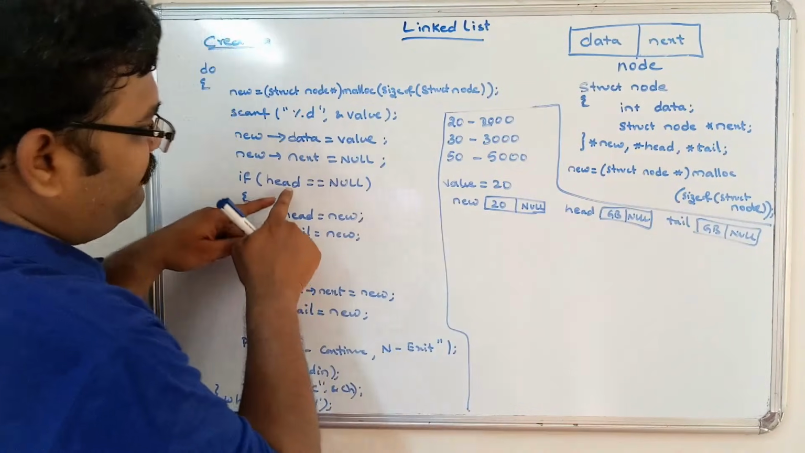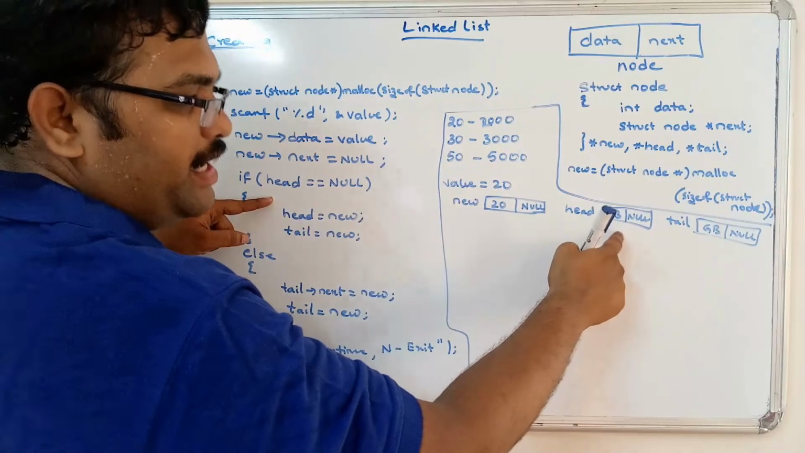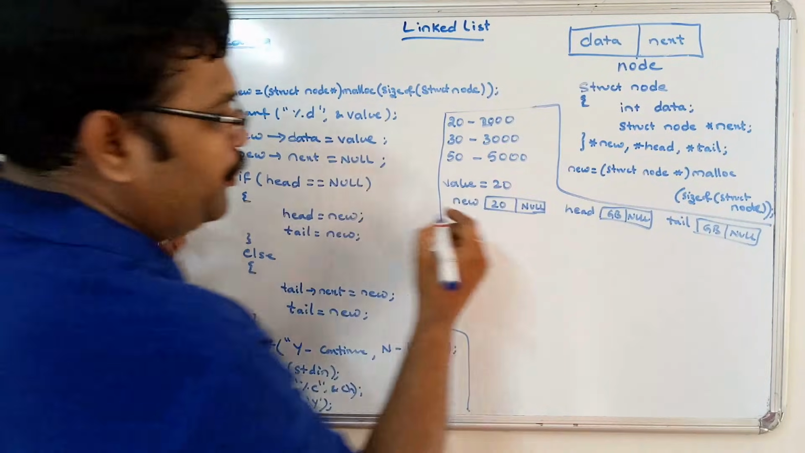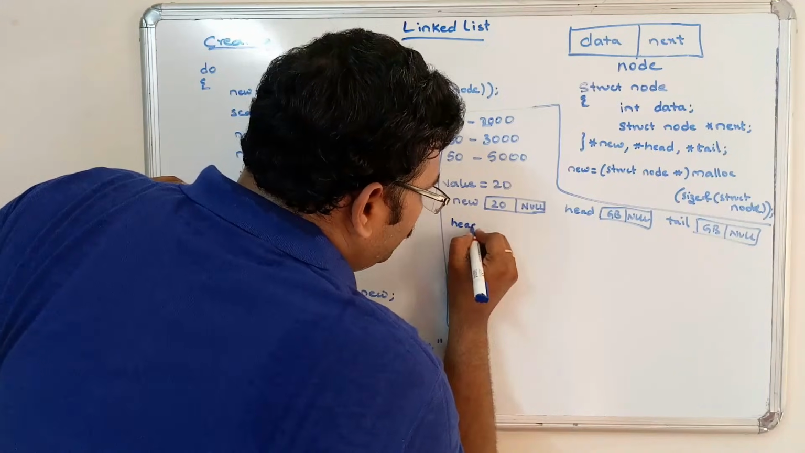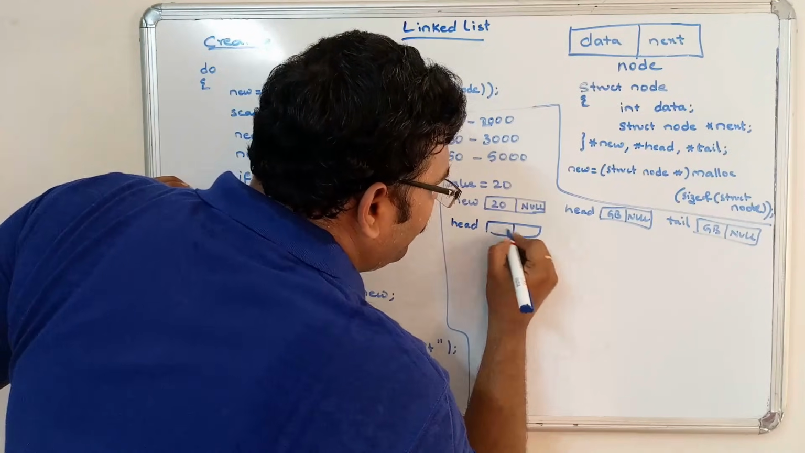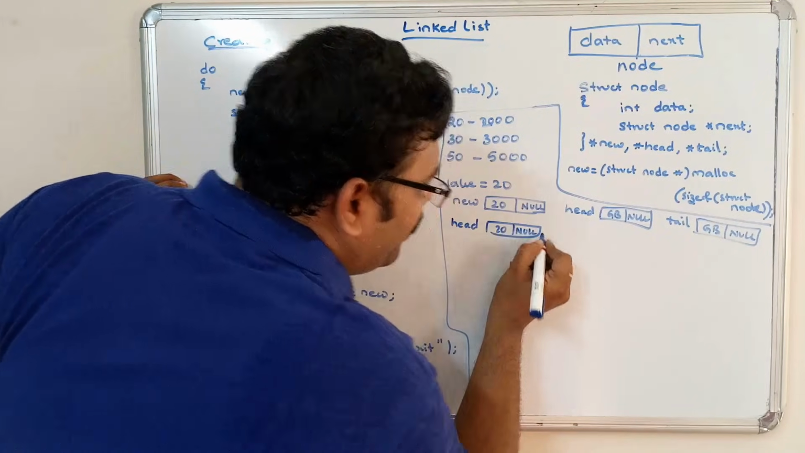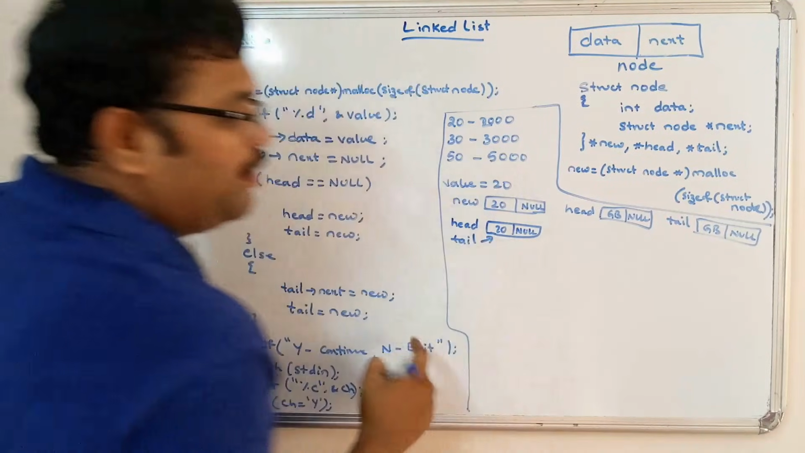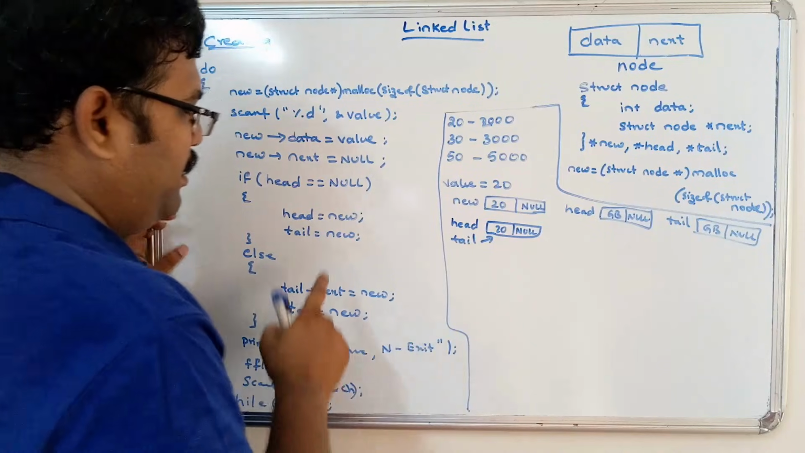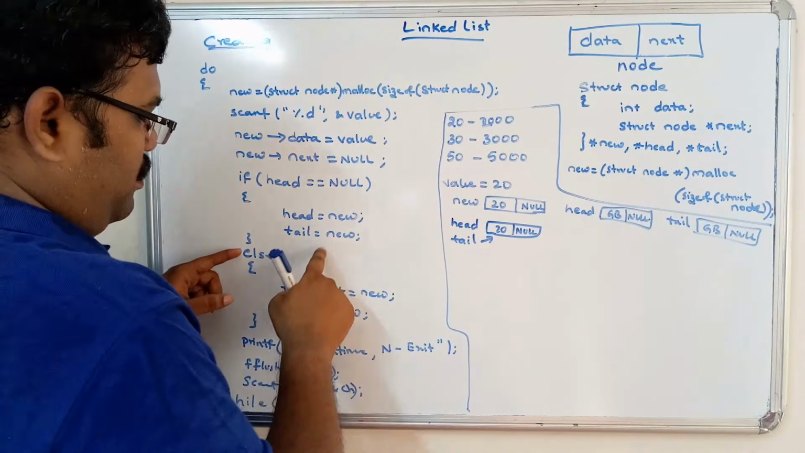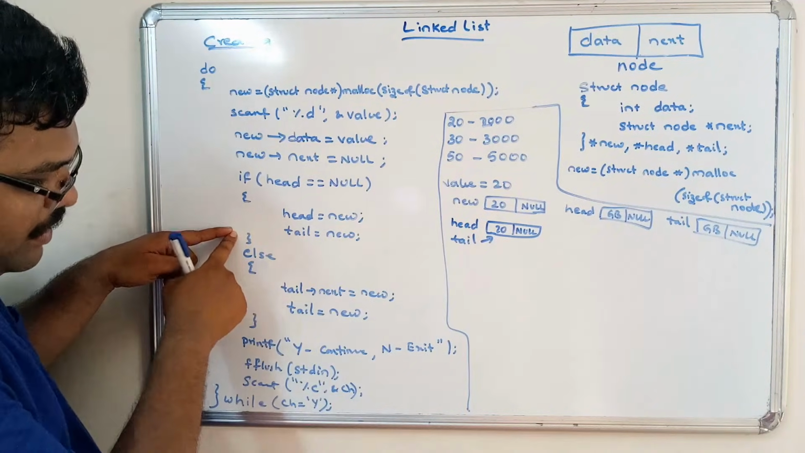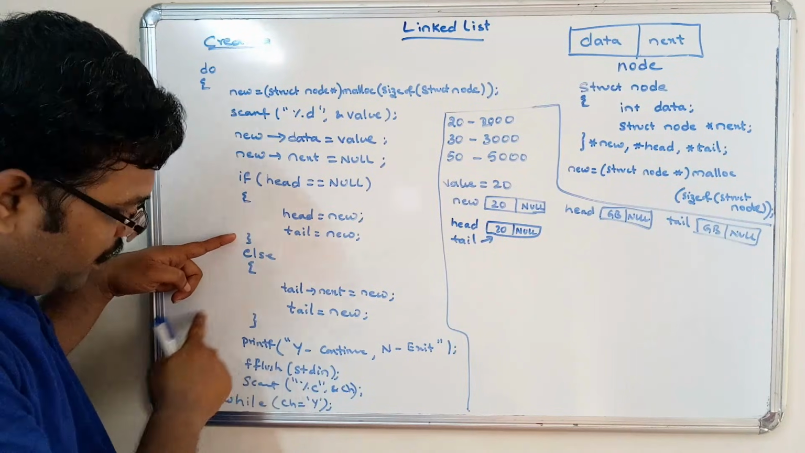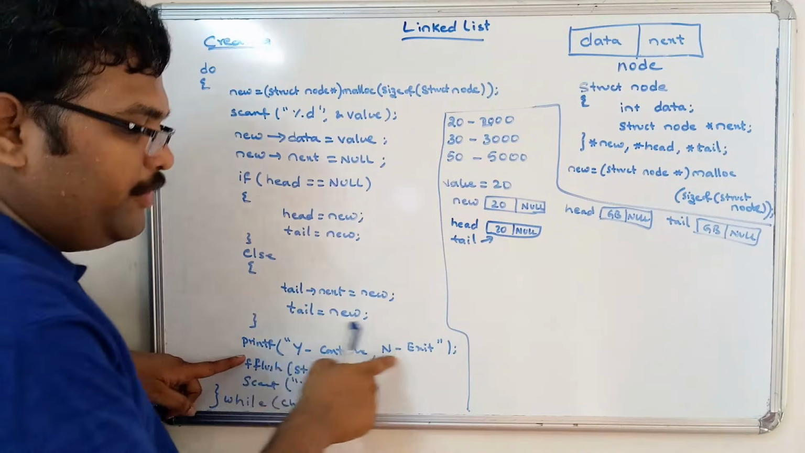Now see, if head is equal to null, yes, head is null, then head is equal to new. So head will be again 20 and null. Similarly, tail is also pointing to the same. Head and tail will be 20 and null. Now the if part is executed, so else will be ignored. Automatically it asks y to continue and n to exit.